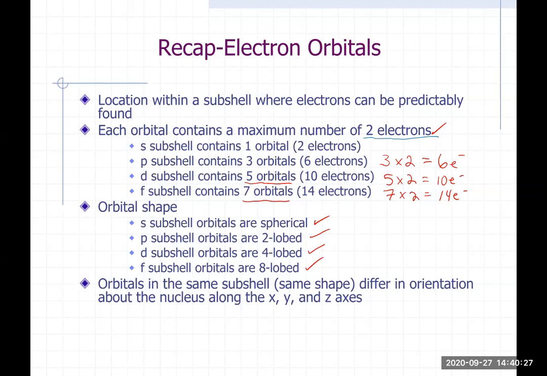So for example, for a p orbital, there are 3 two-lobed shapes in the p subshell. A P orbital has 2 lobes. One will be on the x-axis, one on the y-axis, and one on the z-axis. And each of those 3 can hold a maximum of 2 electrons for a total of 6 electrons in P. We could have a similar discussion, and have had similar discussions in the past, about d orbitals and f orbitals.